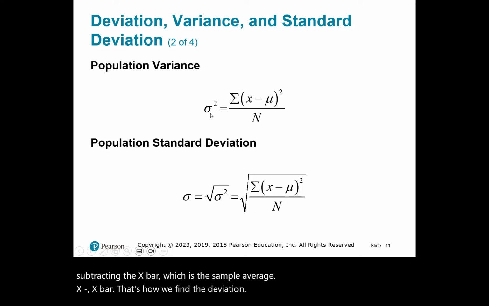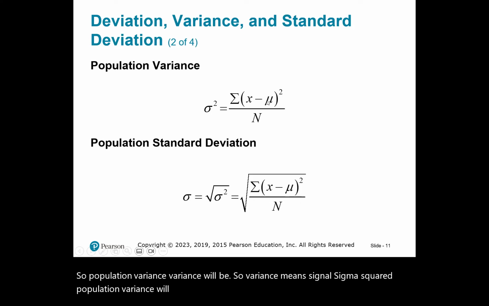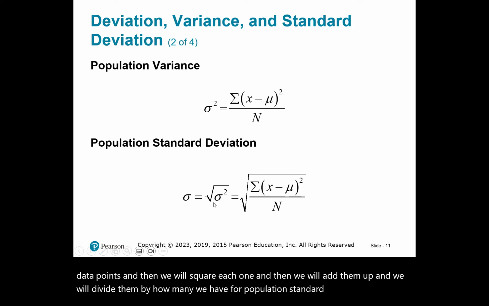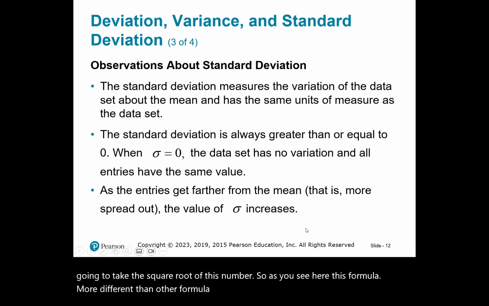So population variance means sigma squared. Population variance will be the sum of (x minus mu) squared, divided by N. We subtract the mu value from each data point, then square each one, then add them up, and divide by how many we have. For population standard deviation, we just take the square root of this number. As you see here, this formula is no different than the other formula, but you are taking the square root of it.